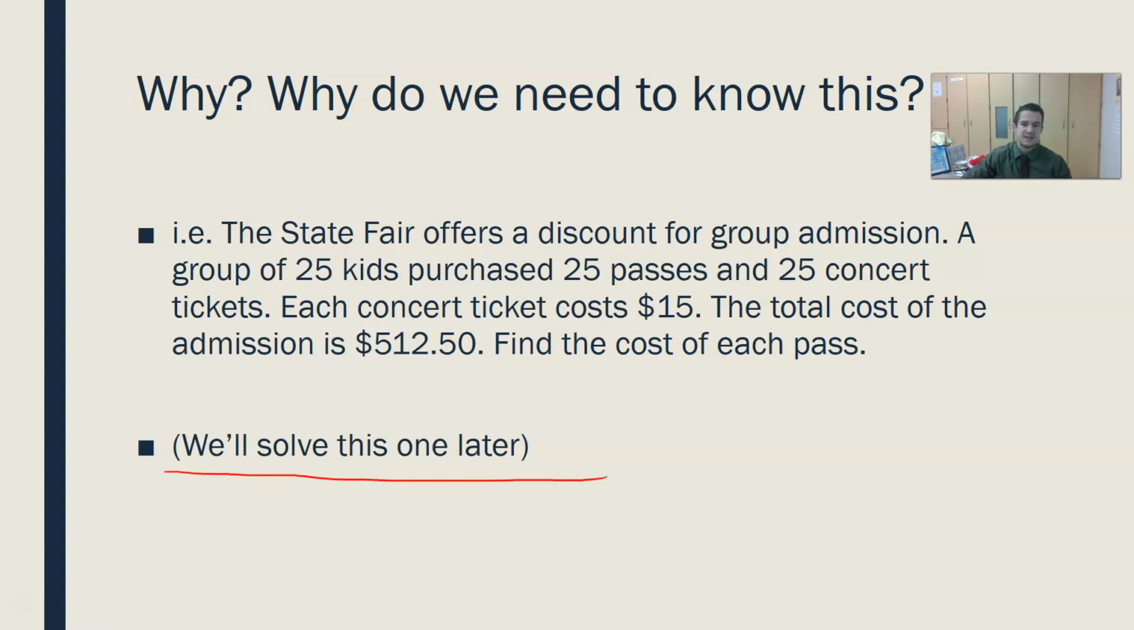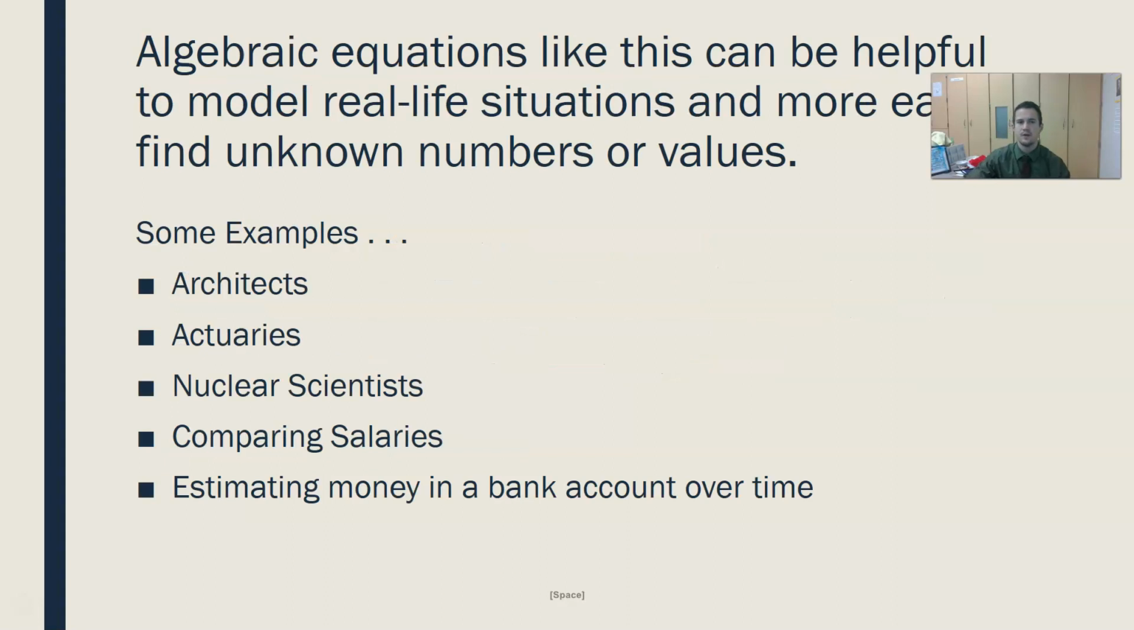What I have to decide is how much did each pass cost? If I paid for everybody's tickets and I need to determine how much each person needs to repay me for the passes to get into the state fair, I need to find the cost of each of those passes so they can Venmo me or send it to me or whatever. This is an example of a situation that I could set up and model with a mathematical equation. And I could use that equation to solve for the cost of each of these passes. Again, this is an example that we're going to return to later, but I wanted to put this up here just as an example for you.